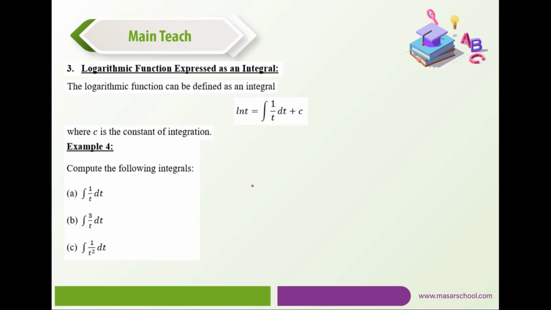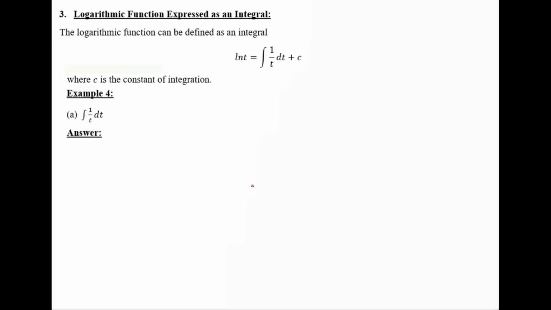Example 4, compute the following integrals. Let's start with part A. Integral of 1 over t dt, that would give us perfectly the ln function plus a constant.